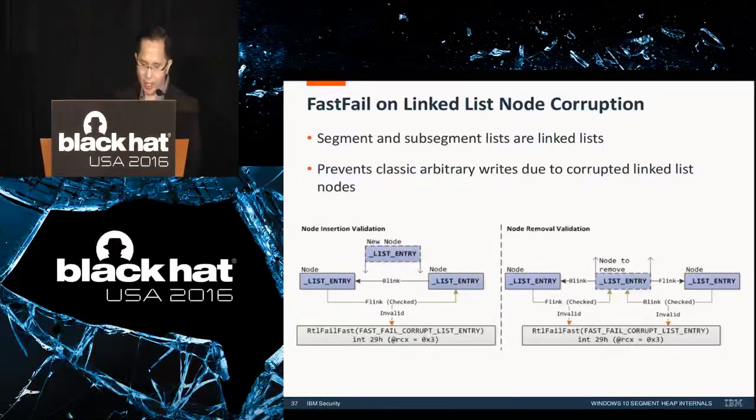The security mechanisms are well known. The subsegment and segment lists are linked lists. So to prevent classic arbitrary writes due to corrupted linked list nodes, checks are added when removing and inserting nodes from a linked list. If the check fails, the fast fail mechanism will be triggered, and this will cause the process to terminate immediately.